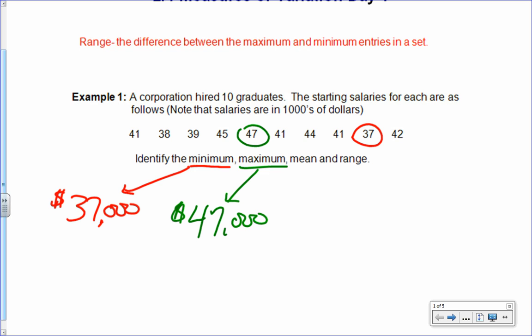And probably range would be the easiest one to do next, right? So range, according to up there, says to take the difference, again, difference is the solution to a subtraction problem, between the max and min. So for range, we would take the max, which is 47. And again, you can just use the 47 minus the 37. You don't have to always write all those zeros, and we know the answer then is 10, so 10,000.